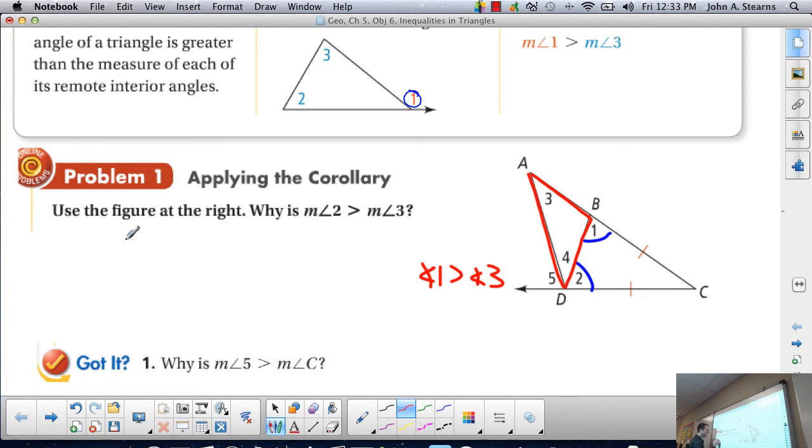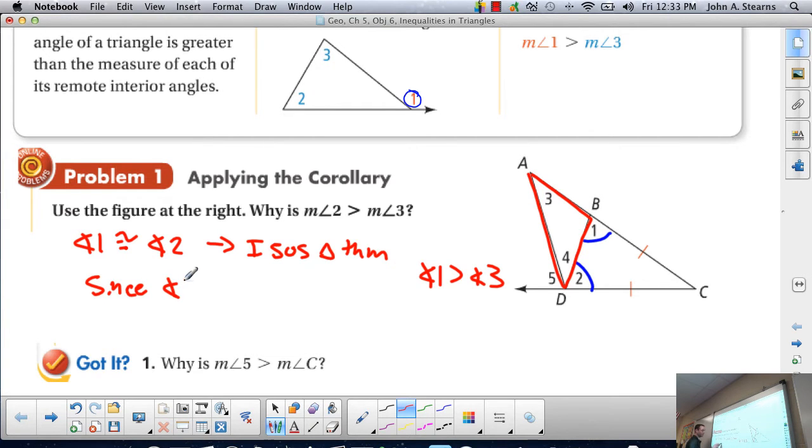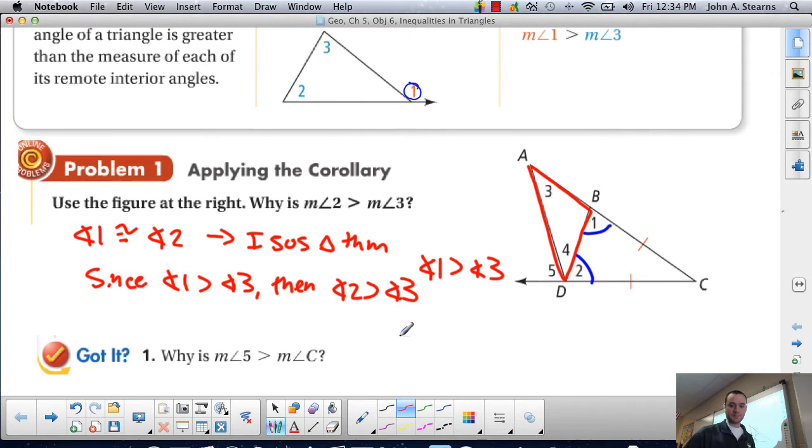Well, we're going to say that angle 1 and angle 2 are congruent to each other because of the isosceles triangle theorem. Okay? And since angle 1 is greater than angle 3, then angle 2 must be greater than angle 3 as well. If you're looking for a property to explain that, that would be the transitive property.